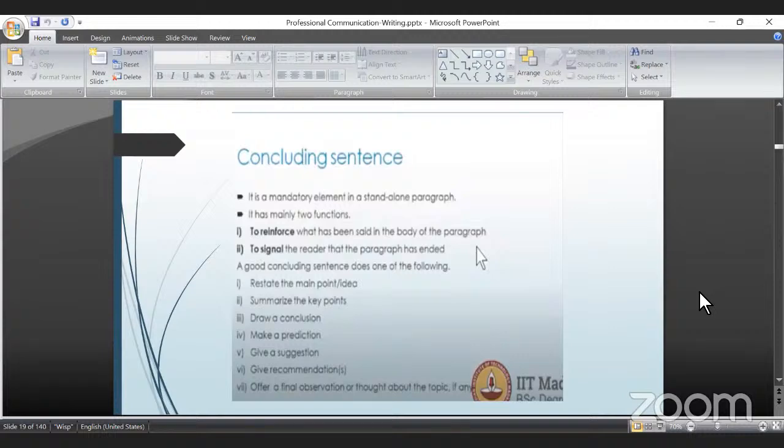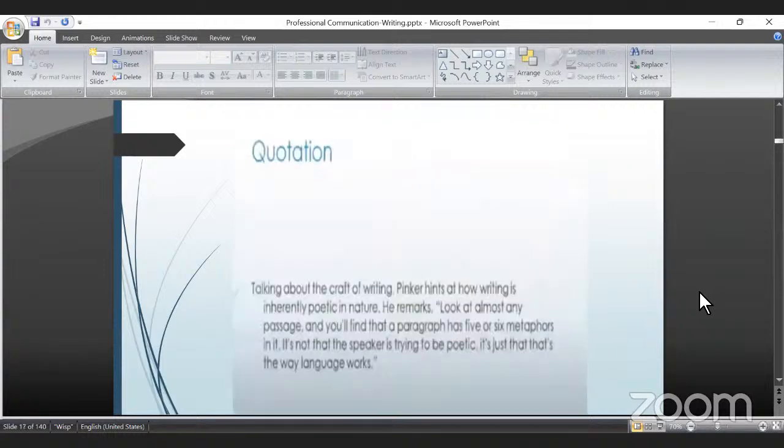Now, what are its functions? Mainly 2 functions, right? One of it is obviously to signal the reader that they have reached the end of the paragraph, right? The paragraph is going to be closed. Obviously, that's the first function. The second function is to reinforce or restate what has been claimed in the topic sentence. So for example, let's look at one of these examples that we have read.